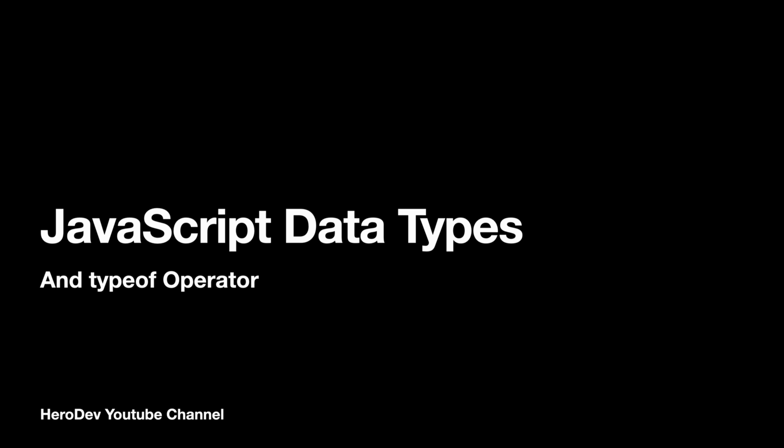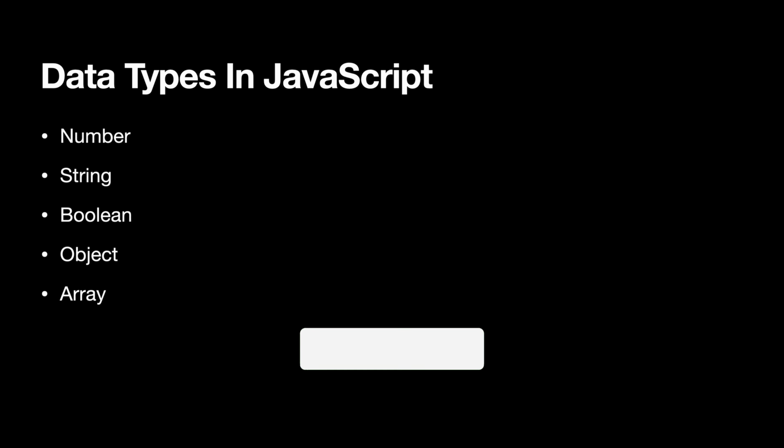In this lesson, we're gonna talk about JavaScript data types and the typeof operator. Here's a list of the most important data types in JavaScript, and those are numbers, strings, booleans, objects, and arrays.